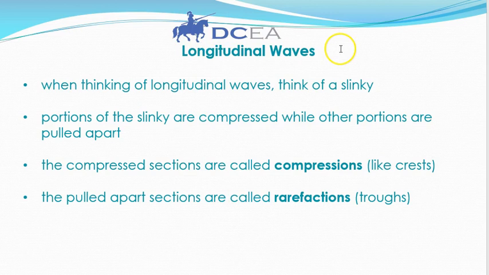Now, longitudinal waves are different from that, and when thinking of longitudinal waves, you need to think of a slinky. If you lay a slinky on the ground, portions of the slinky are compressed. They stick together while other portions are pulled apart. The compressed sections are called compressions, and you should think of them like the crests of the other waves that we learned about. So this will be the high point. Instead of being high, it'll just be where they're lumped together. And the pulled apart sections are called rarefactions. These would be similar to the troughs of the other waves. The troughs were the lower part of the wave, and in this one it'll be the stretched out part of the wave.